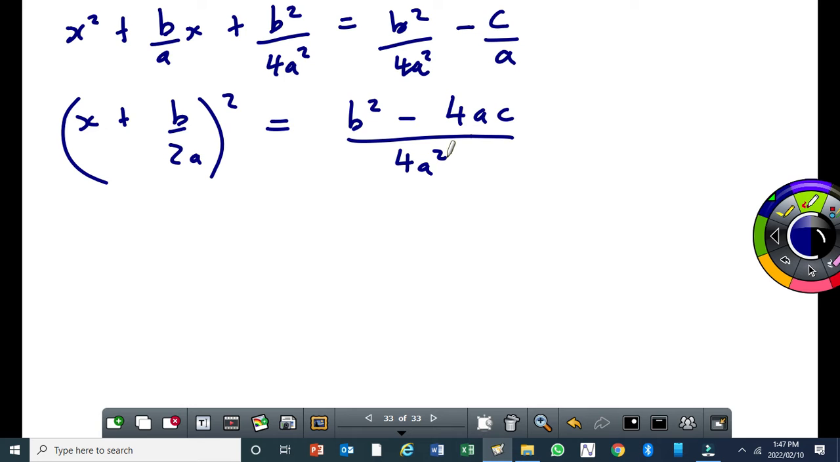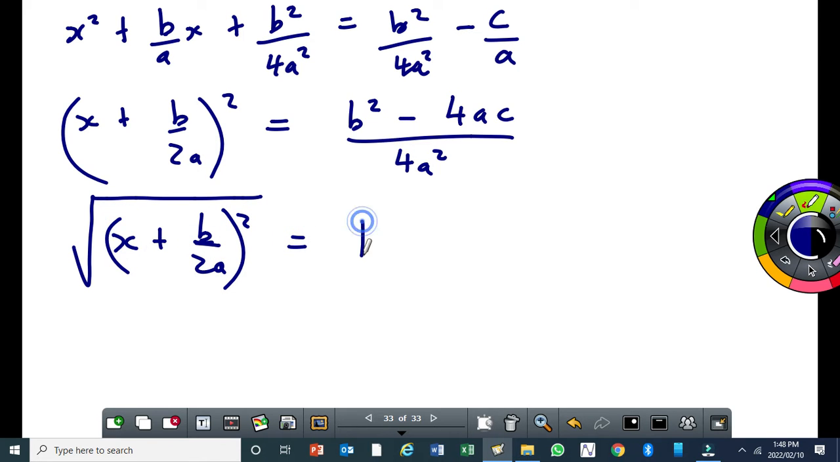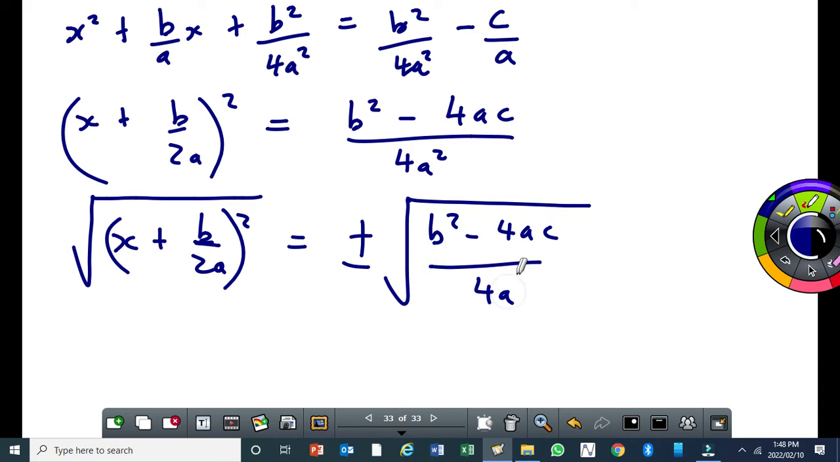Now the next thing is to take square root on both sides. So find the square root of x plus b over 2a all squared is equal to plus or minus the square root of b squared minus 4ac all over 4a squared. Right? So the left hand side will become x plus b over 2a. The right hand side, the numerator is not a perfect square. The denominator is a perfect square.